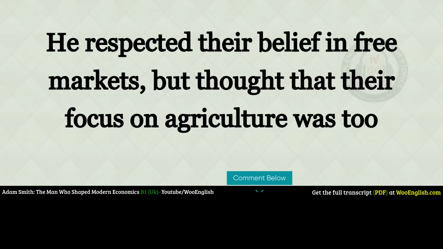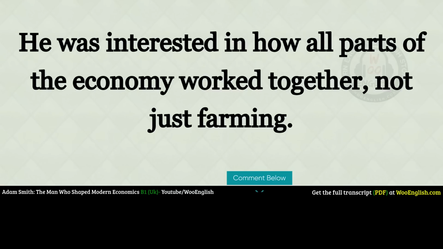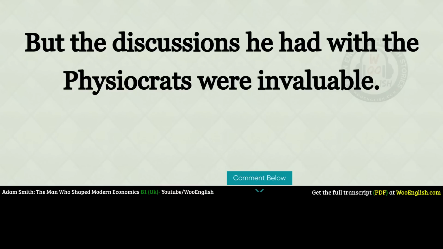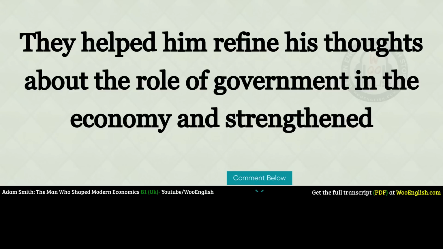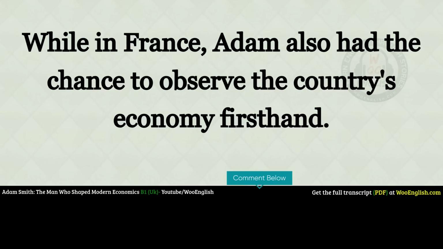He respected their belief in free markets, but thought that their focus on agriculture was too narrow. Adam's own ideas were broader. He was interested in how all parts of the economy worked together, not just farming. But the discussions he had with the physiocrats were invaluable. They helped him refine his thoughts about the role of government in the economy and strengthened his belief in the importance of free trade. While in France, Adam also had the chance to observe the country's economy firsthand.